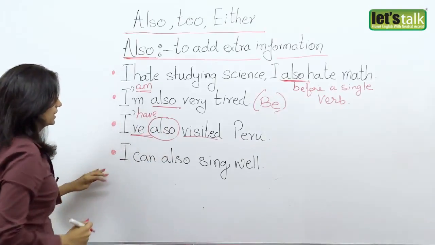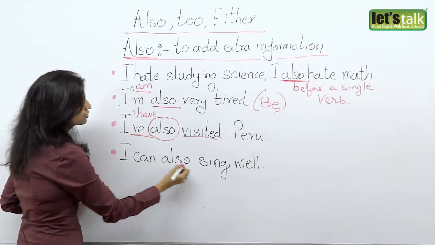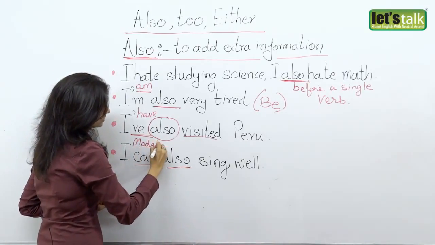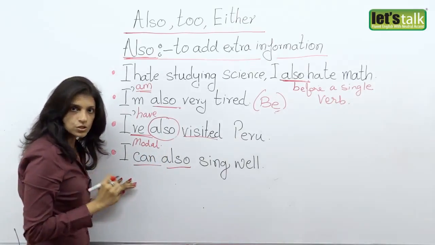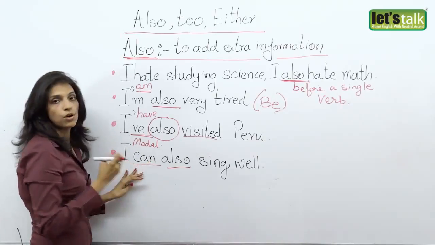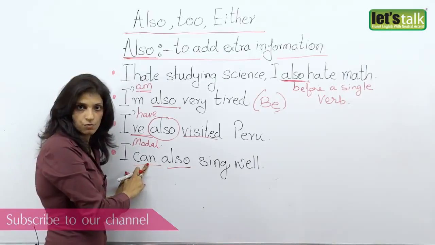Alright. In my next sentence, I can also sing well. Now here I am using also after a modal or an auxiliary verb. So you use also after can, should, would. Alright, so they are modal auxiliary verbs. You use it after the modal auxiliary verb.